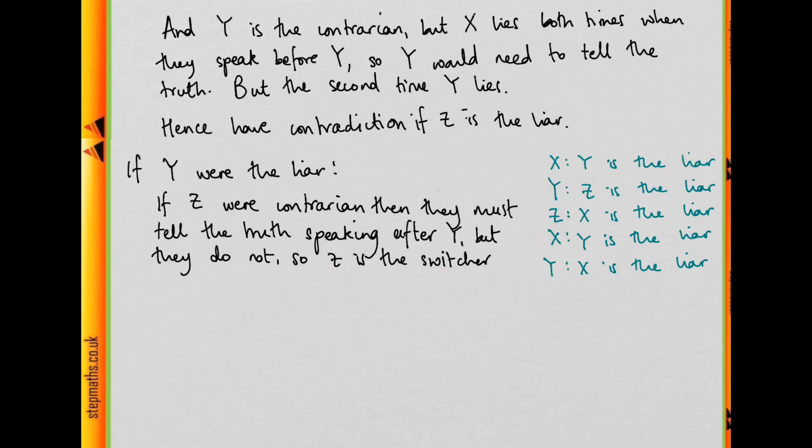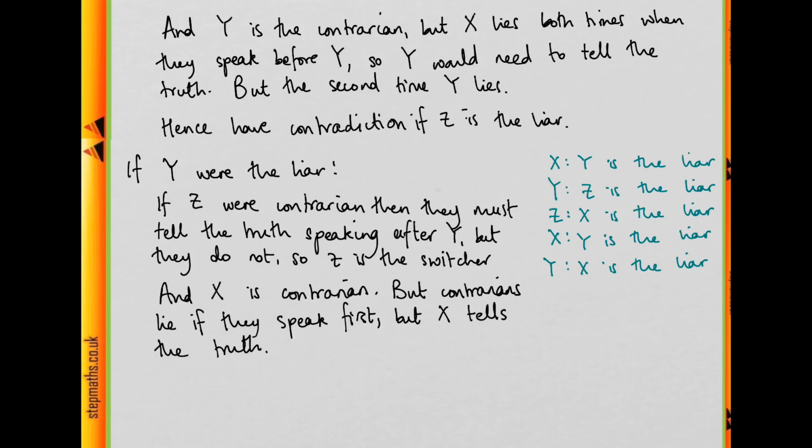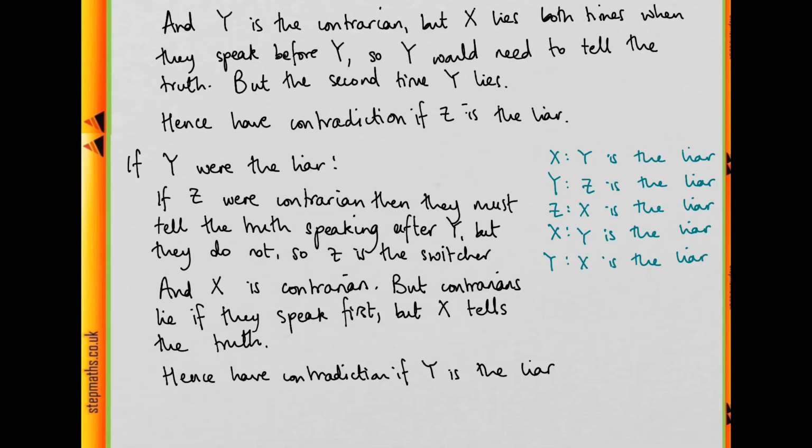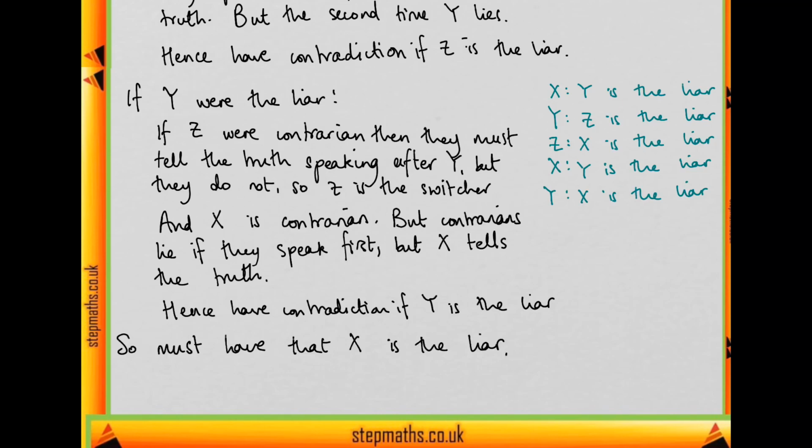And then X must be the contrarian. But then, when contrarians speak first, they lie, but what X says here is the truth. And so that gives us a contradiction if Y is the liar. So Y can't be the liar either. And so that must mean that X is the liar.